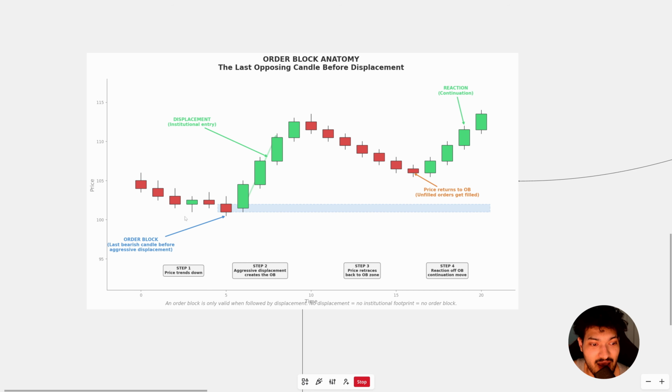So you can see right here in this example, the order block is the last bearish candle before the aggressive displacement. The displacement is going to be this whole green move over here. Now, in this case, we didn't actually return straight to the order block. In this case, this is going to be a fair value gap, an FVG, if you want to call it. It's just another form of an imbalance, but the order block or the FVG is going to be the area where price reacts.